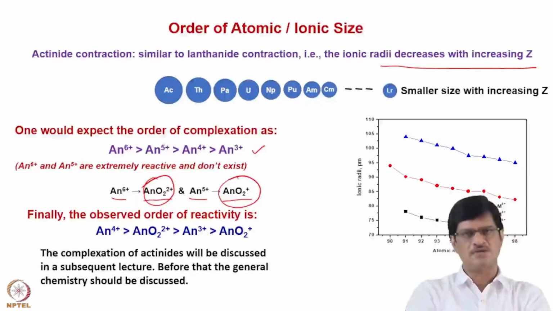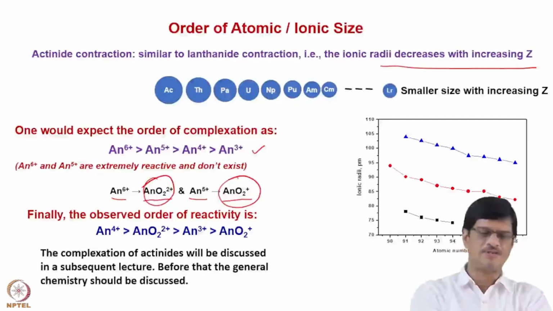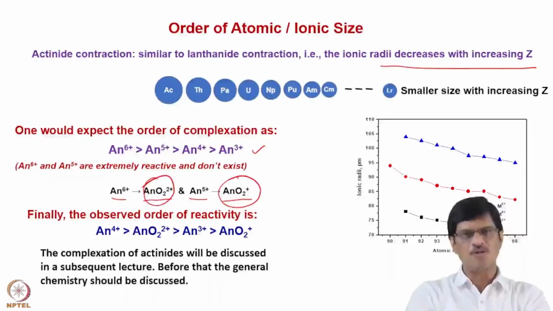As will be discussed in subsequent lectures, the effective charge on the actinyl ion in the +6 oxidation state is a little more than 3+, and that of the +5 oxidation state actinyl ion, that is, AnO2+, is a little higher than +2. That means the observed reactivity while forming complexes for the actinyl ion in the +6 oxidation state will be a little lower than that of the +4 actinide ion, and somewhat higher than that of the +3 oxidation state.